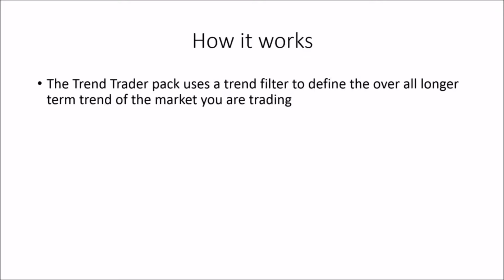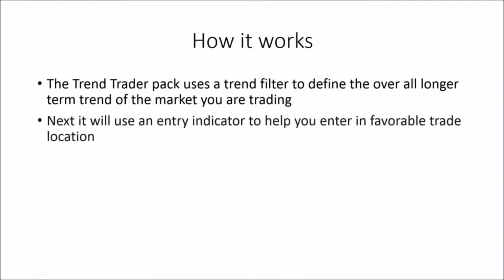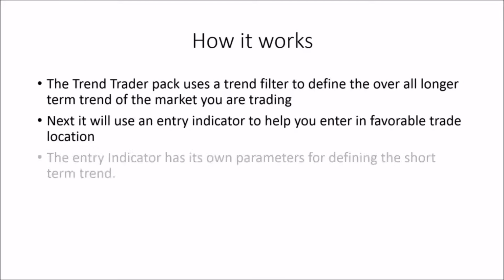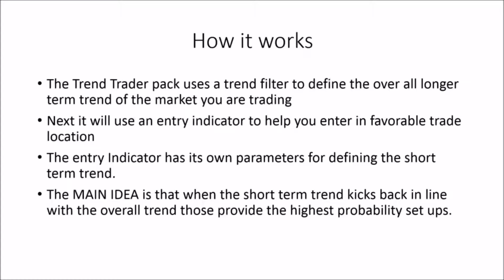The Trend Trader Pack uses a trend filter to define the overall longer-term trend of the market you are trading. Next, it will use an entry indicator to help enter in favorable trade location. The entry indicator has its own parameters for defining the short-term trend. The main idea is that when the short-term trend kicks back in line with the long-term trend, these provide the highest probability setups.